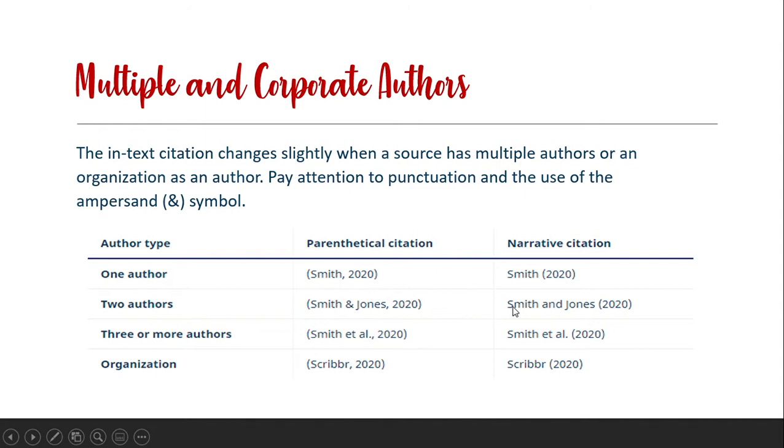Okay, but if it's narrative citation, you don't need to use ampersand. If it's outside the parentheses, you use the actual word and. If you have three or more authors, we only use the first author recorded, then the phrase et al. Et al., E-T space A-L period, comma. For organization, you just replace the author's place with the organization.